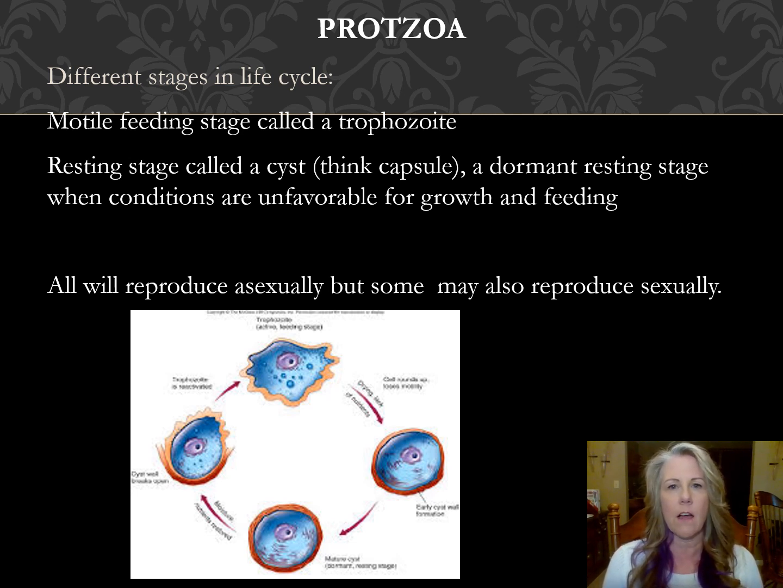And then it toggles between another stage, a resting stage called a cyst. Think about it like a capsule. It's an encysted variety of it. It's a dormant resting stage when conditions are unfavorable for growth and feeding. All of the protozoa will reproduce asexually, but some will also reproduce sexually.